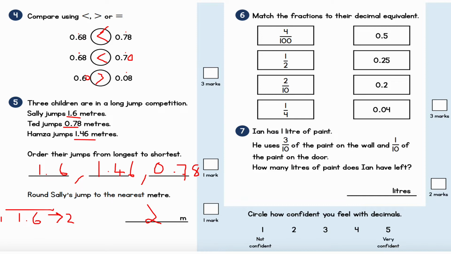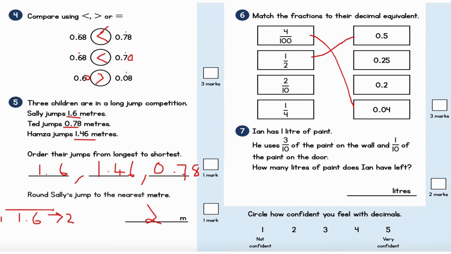Okay, this is question number 6, guys. Match the fractions to their decimal equivalent. 4 hundredths is 4 divided by 100, which is 0.04. A half, we should know that's 0.5.